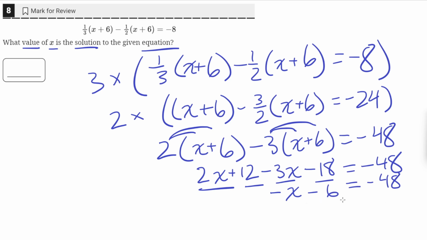Then we can add 6 to both sides to get -x equals -48 plus 6, so that's -42. So that means if we multiply both sides by a negative sign, x equals 42. So the value of x is 42.